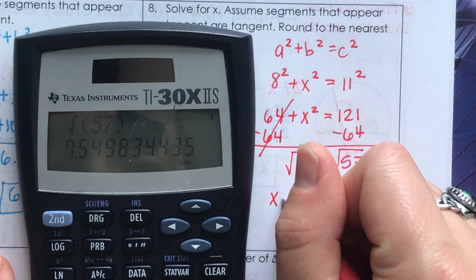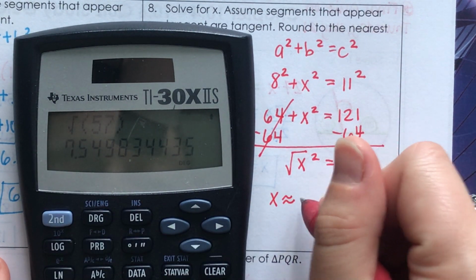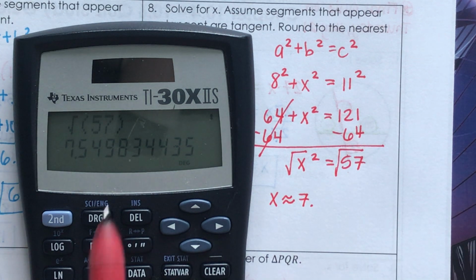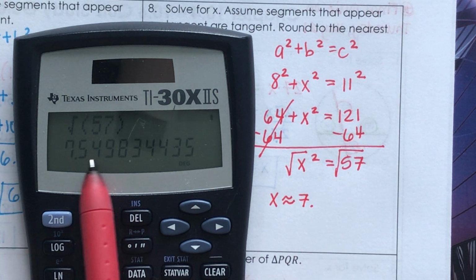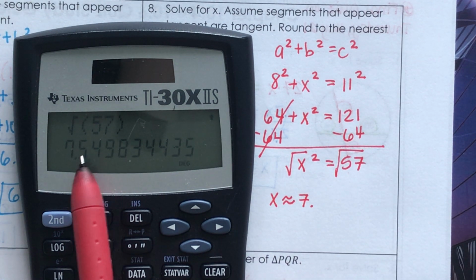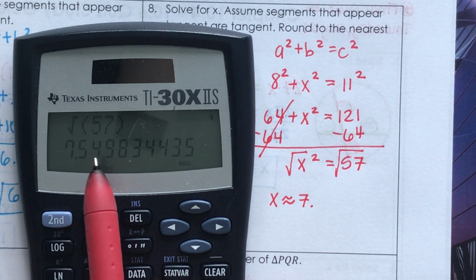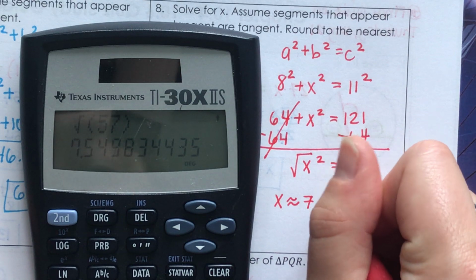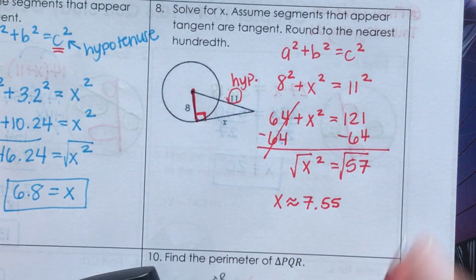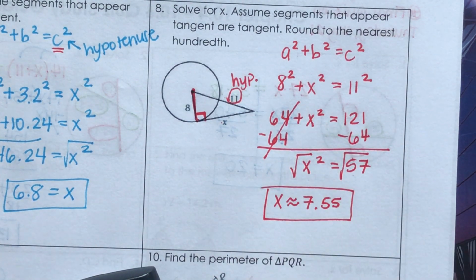So I get x is about 7 point, now, tenths, hundredths, 2 decimal places. I've got 54. The number after the 4 is bigger than a 5. It's a 9. So I round a 54 up to 55. So my answer is 7.55.